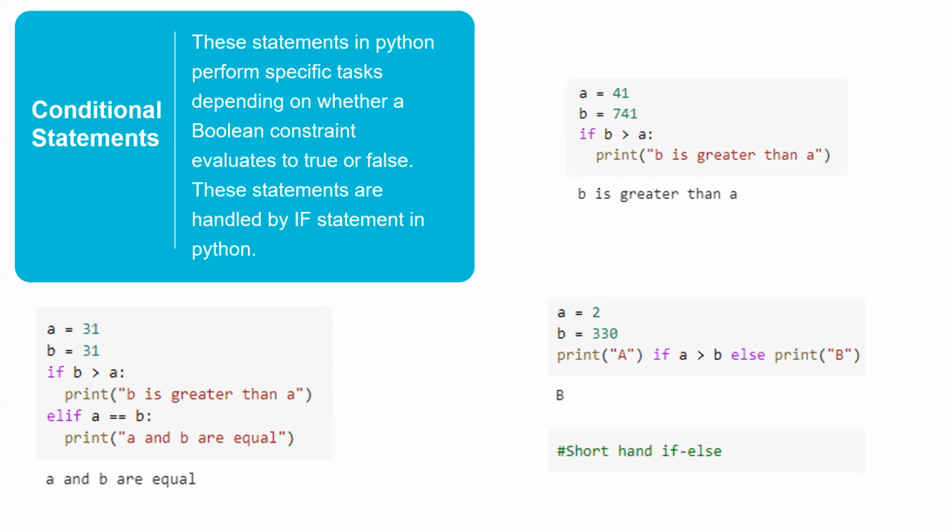In the second example, on your bottom left corner, let's take a and b as 31 each. So it checks for two conditions, whether b is greater than a. If not, it goes to the next condition and checks if they are equal. And if they are equal, it prints a and b are equal. Since a and b both are 31, a and b are equal has been printed. In the last example, we also have a shorthand notation for the same.